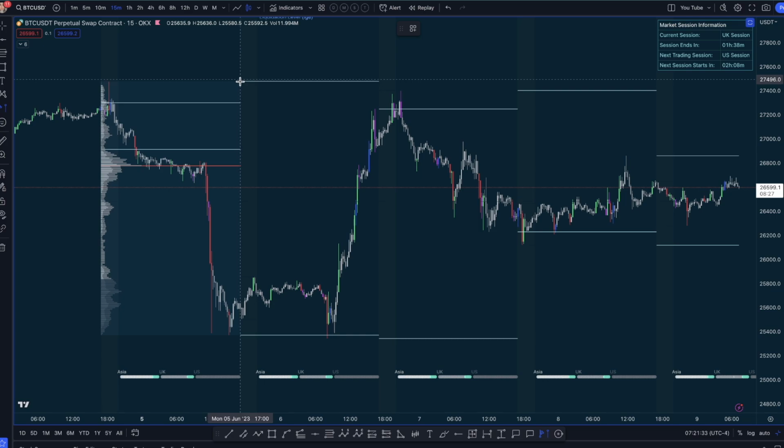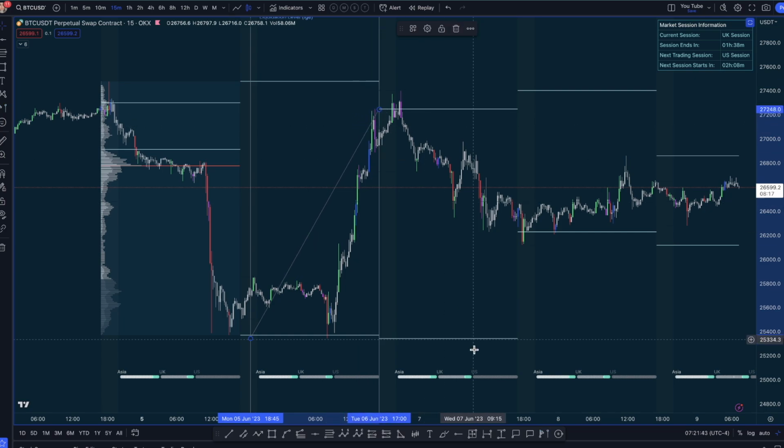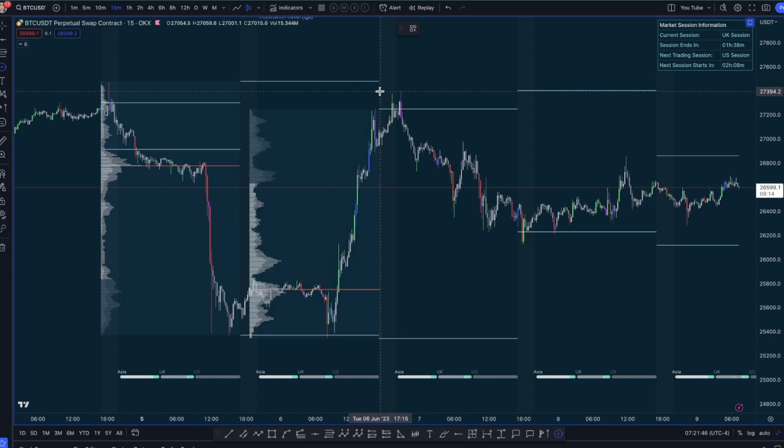So this is the shaded area. The lowest point price went was there, so we're going to go from there. The highest point it went was here and just to 5 p.m. New York. And I'm just going to continue this for the rest.